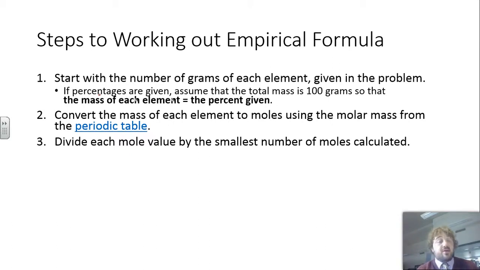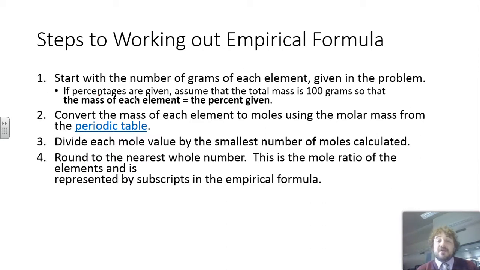So you work out the moles, and then divide everything by the lowest one. Okay, so we then round off to the nearest whole number. If it's very close to a whole number, we can round off. If not, we have to multiply it by a factor. We'll show that in a second.